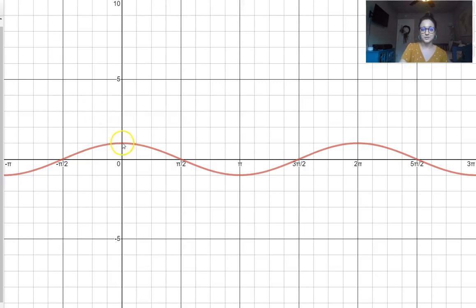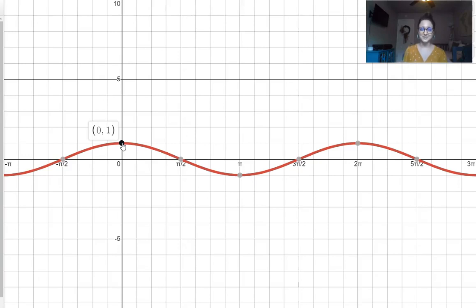If this is a parent function we're looking at, I can tell that I have the point (0, 1). Cosine of 0 is 1. So remember, cosine starts, if you will, at its maximum. Sine starts at its midline, also known as its equilibrium.